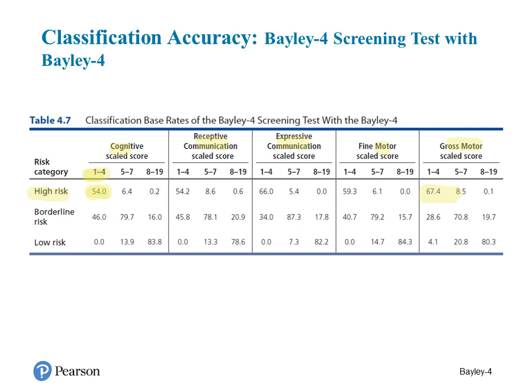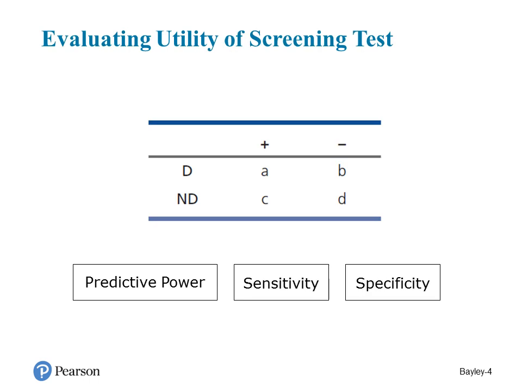And you could take a look similarly at the borderline range, which would be the ones here in the middle, and then at the low risk range, which would be the ones out here to the right. And you'll notice for the low risk, those percentages are in the 80s. So young children who were identified as low risk ended up earning scale scores between 8 and 19 on the Bayley-4.